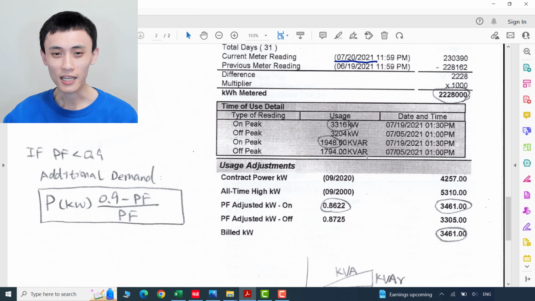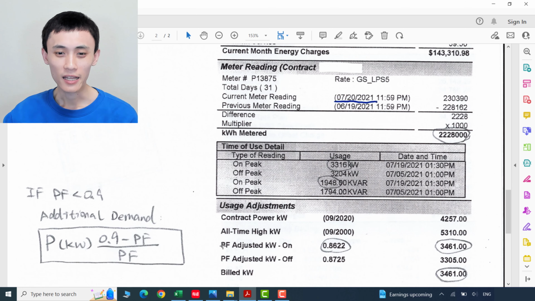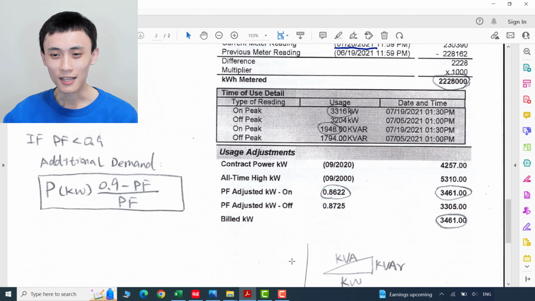The next one is the power factor charge. So let's look at here. It looks like the utility company didn't charge for the power factor explicitly. But if we look at the bill, it does have power factor here. So we're actually getting charged for power factor implicitly. So let's take a look.